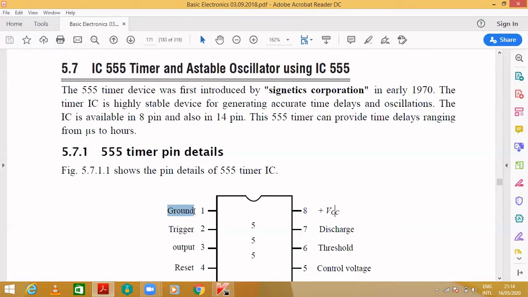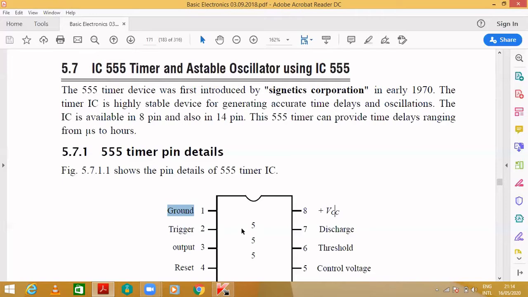In many circuits, like in the 8051 microcontroller or microprocessor, wherever we need time delays, we will be using the 555 timer. Once we get to know the pin details of the 555 timer, later you will know where we can use it through the applications of the 555 timer.